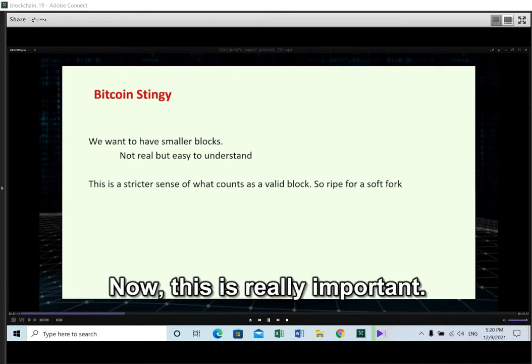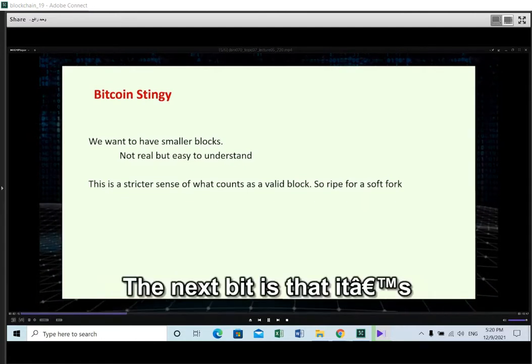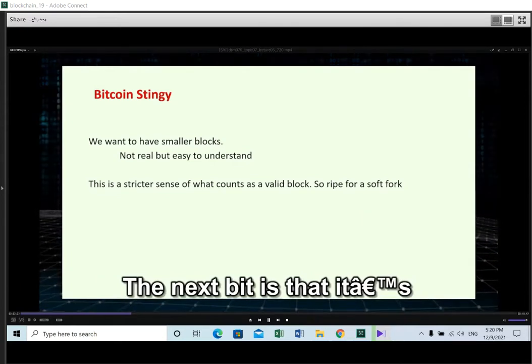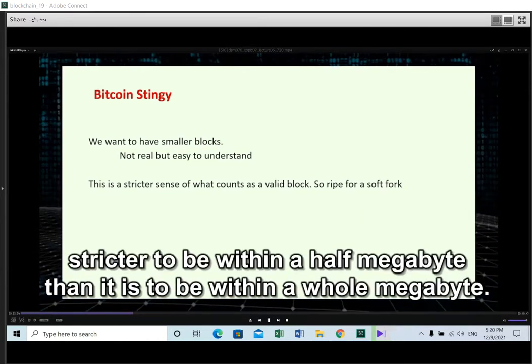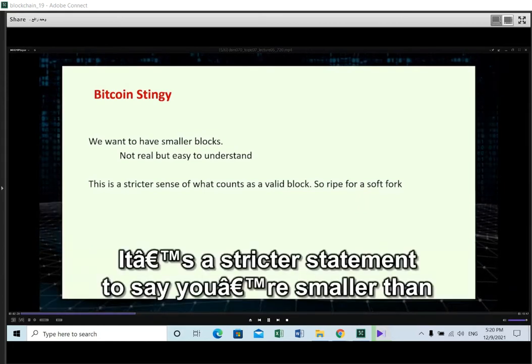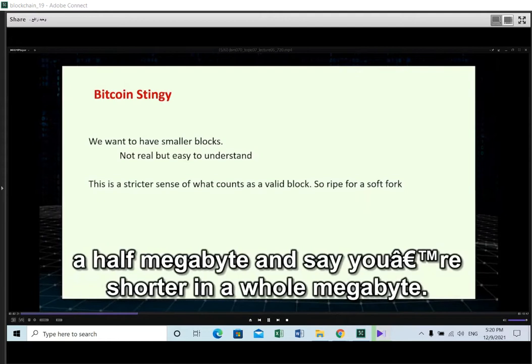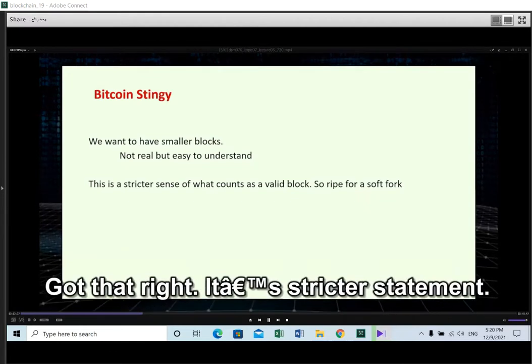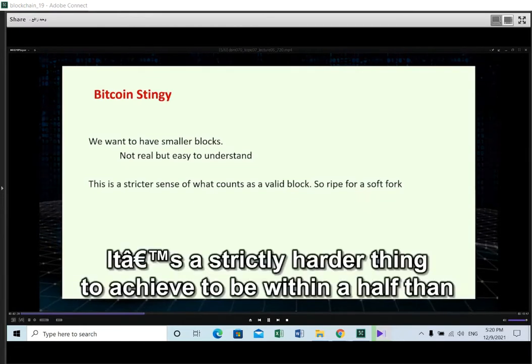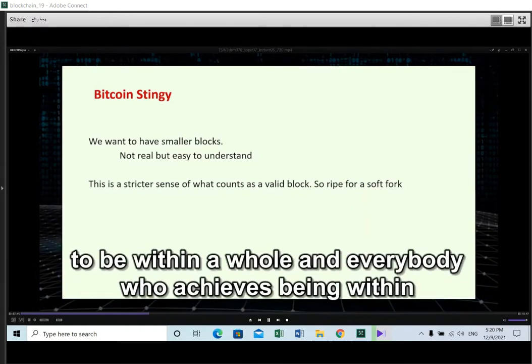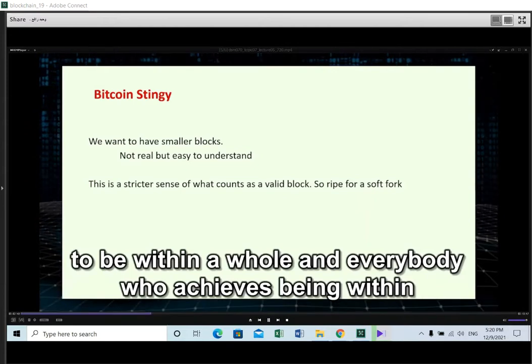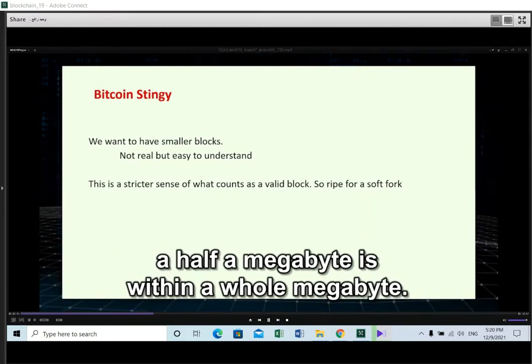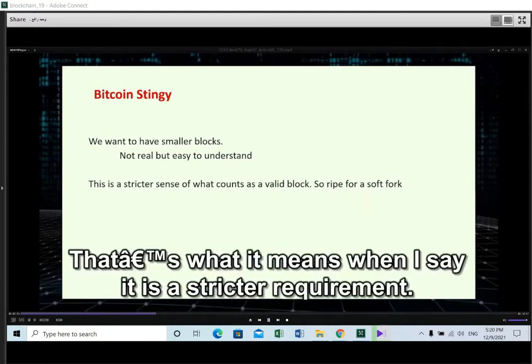Now this is really important. The next bit is that it's stricter to be within 1/2 megabyte than it is to be within 1 whole megabyte. It's a stricter statement to say you're smaller than 1/2 megabyte than to say you're smaller than a whole megabyte. Got that, right? Stricter statement. It's strictly harder to achieve, to be within 1/2 than to be within a whole. And then everybody who achieves being within 1/2 megabyte is within a whole megabyte. So that's what it means when I say it's a stricter requirement.